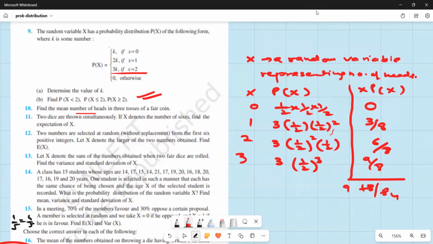Here it is not 3. Here this is 1, 1, 3, 3, 1. That is the mistake. So 3 into 1 is 3. So this is 3, 3, 6 and 6, 12. My mistake. It is 1, 3, 3, 1.